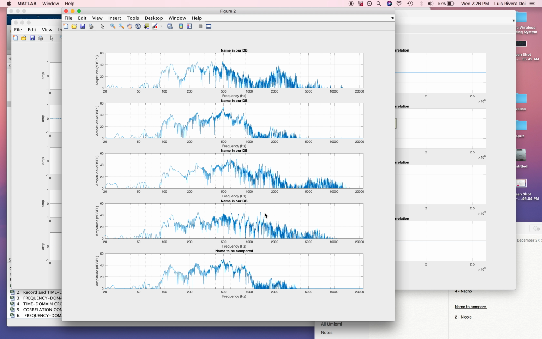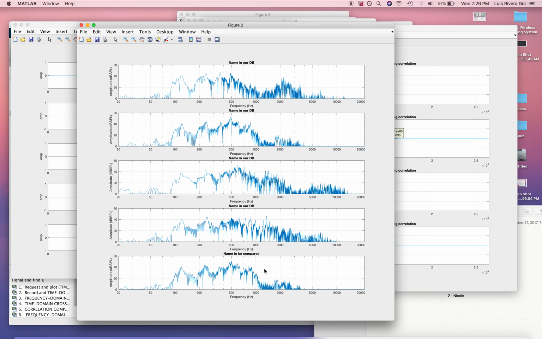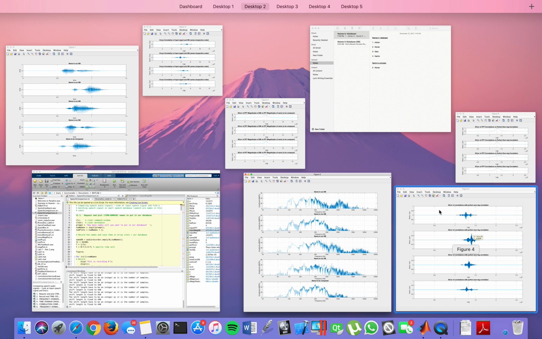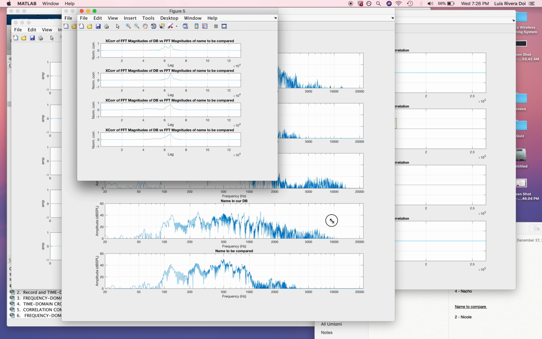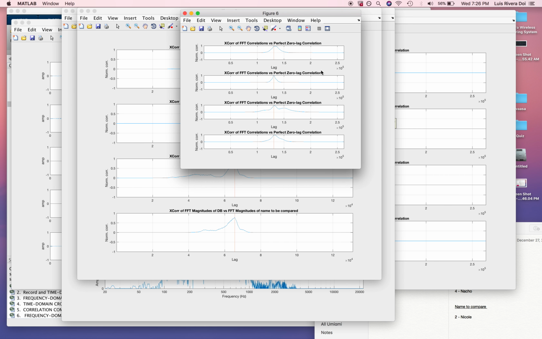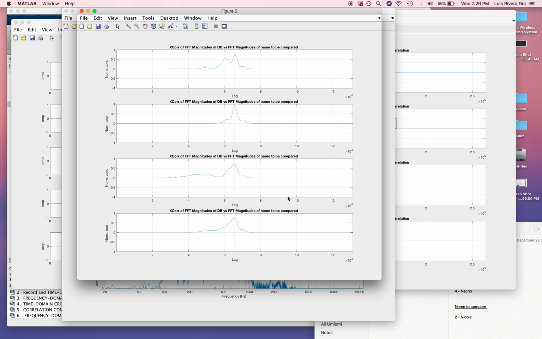So I'm also comparing the signal in the frequency domain. So let's see how they match up. Right. Is it this one? Yeah, it's this one. All right, so where's the other one? Okay, so as you can see, the higher the peak, the higher the correlation in the frequency domain. So this one was Adrian compared with Nicole, Nicole compared with Nicole, Sarah compared with Nicole, and Nacho compared with Nicole.